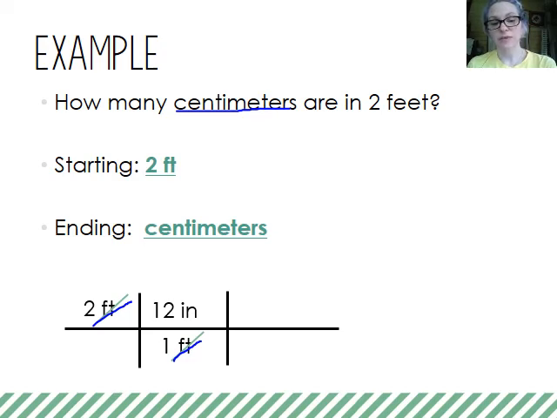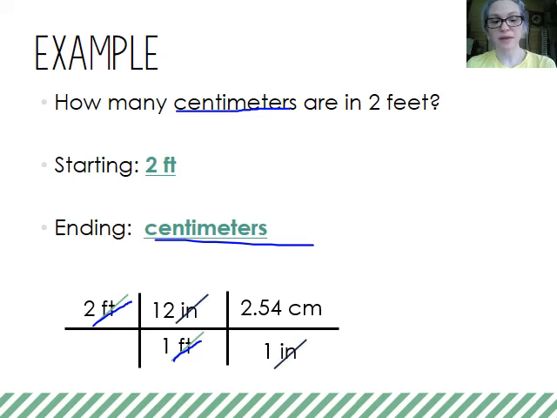Now we could multiply 2 times 12 and that would be in inches. But we don't want our answer to be in inches. We want our answer to be in centimeters. So that means we're not done yet. You would multiply it by whatever is going to convert inches to centimeters, and there are 2.54 centimeters in 1 inch.